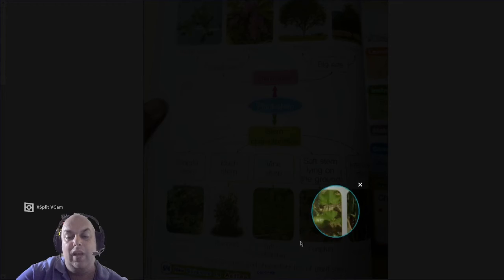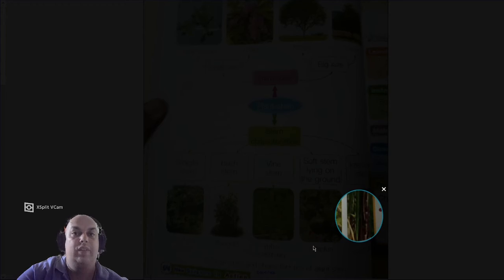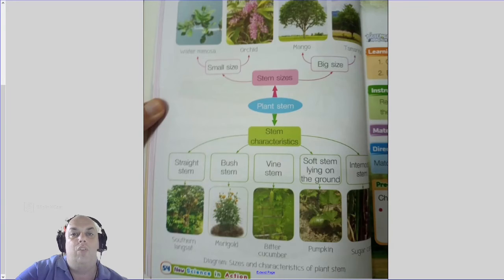And then we have internode stems. Internode stems are stems that look like tiny little pieces, for example, like bamboo or sugarcane. So those are the different kinds of stems we can see on plants. And remember, the stem brings the water from the roots to the leaves, the flowers, and the fruit.